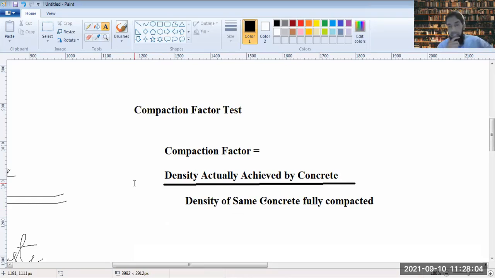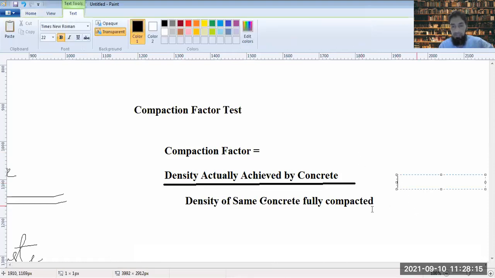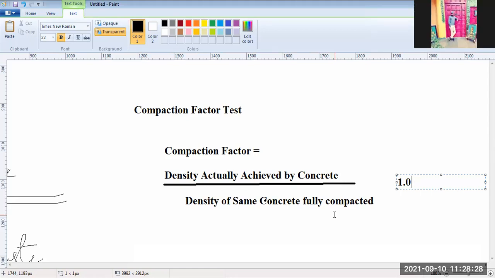This factor tells you, if the factor is more, what does it tell you? If this ratio is near 1, what will it tell you? Anyone? Its workability will be higher, it is easy to work with. It is getting compacted very easily, right? Yes, sir. It's getting compacted very easily, so its density is easily achieved.